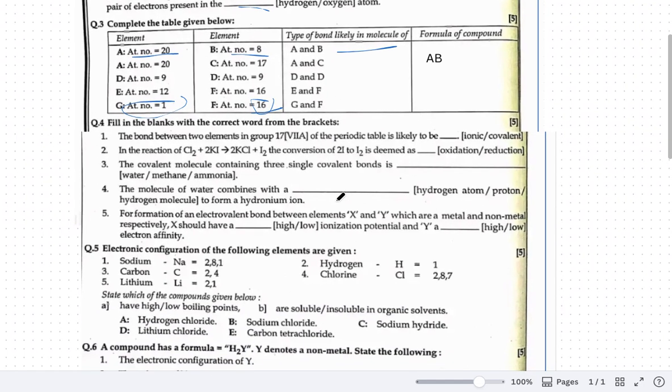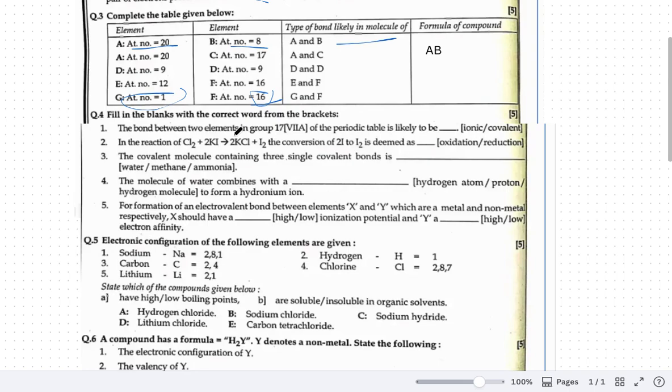The bond between two elements of group 17 of the periodic table is likely to be a covalent bond. Why is it going to be a covalent bond? Because if they are in the same group, they will have almost the same electronegativities. Therefore it's going to be a covalent bond.